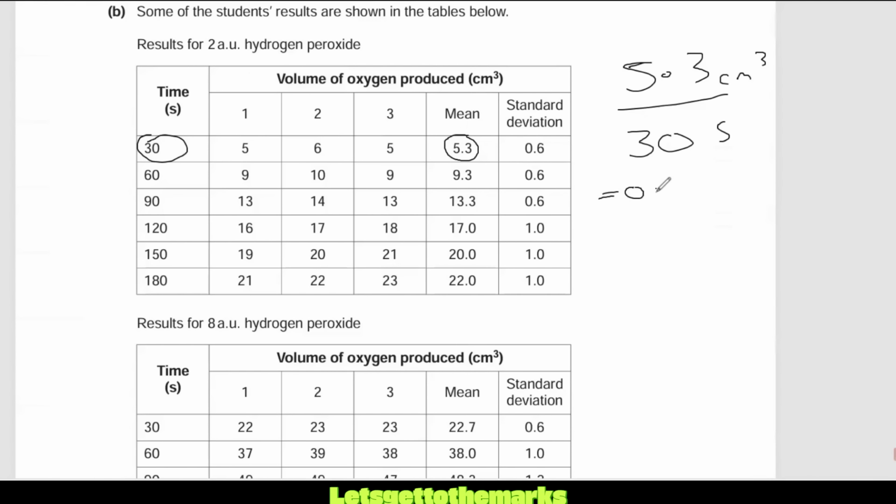I have 0.176, and that is going to be centimeters cubed per second. So centimeters cubed per second, you're going to get a mark for the units. Now, if you want to change that to per minute, you could go 5.3 divided by 0.5, and then you can find out how many centimeters cubed per minute. So it's going to be roughly half that per minute. No, double that per minute. What is that going to be? 10.6 per minute. Okay, let's zing on.